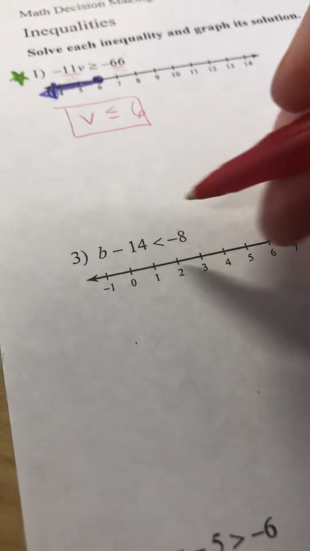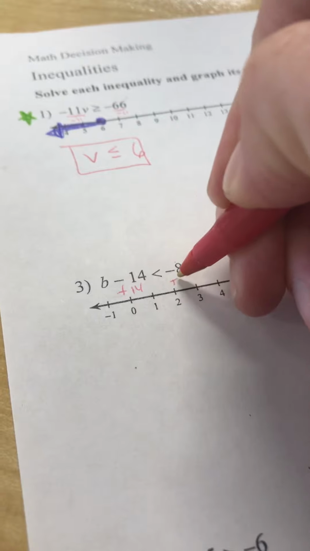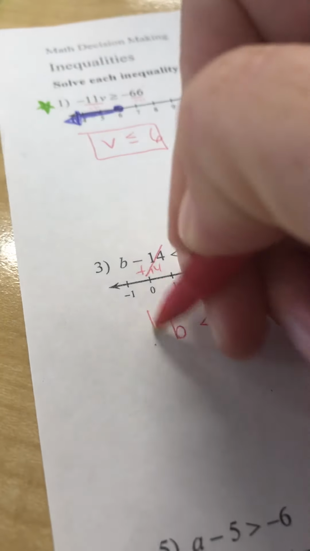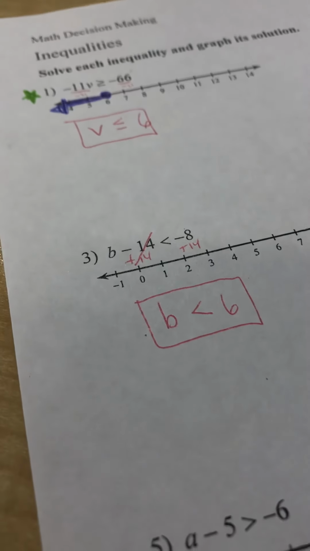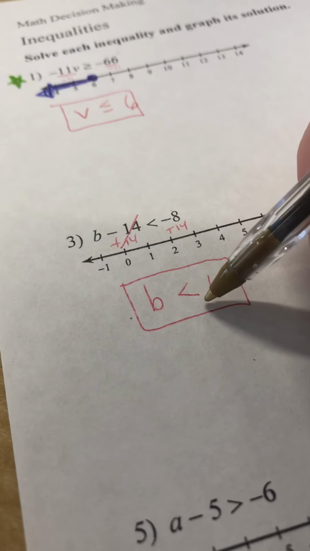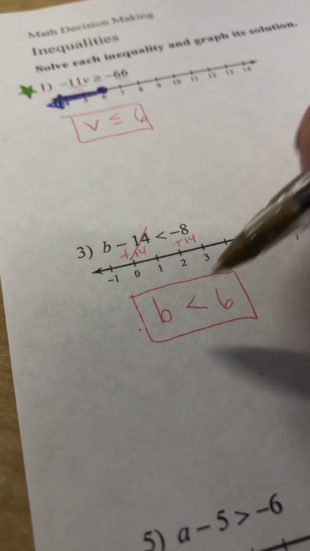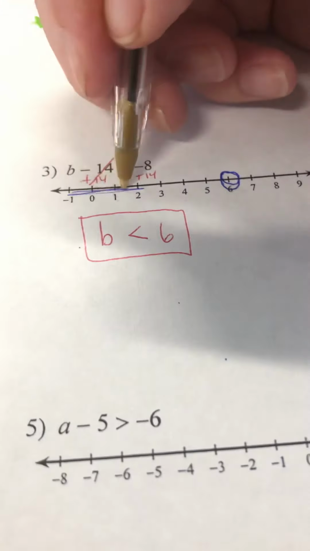The next one we have is b minus 14. So we're going to add 14 to both sides. So b is less than 6. So this time, because there's not an equal sign, 6 is going to have an open circle. And it still says less than, so we're going to go off to the left.